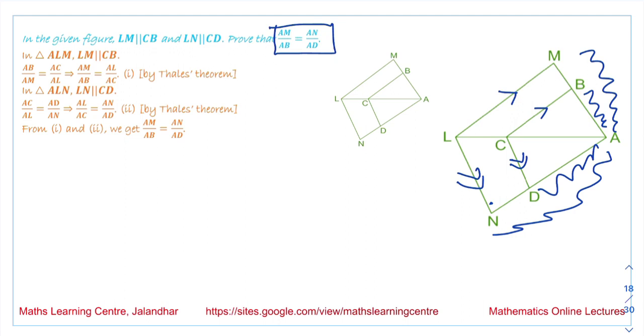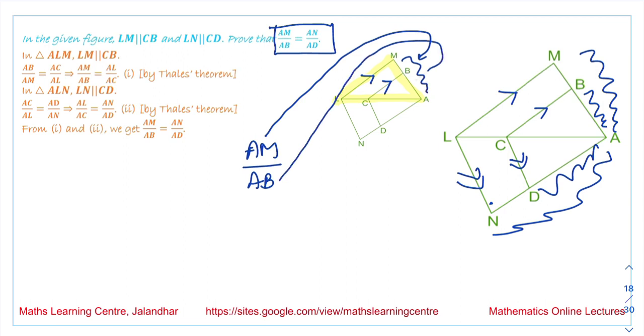So first of all, we are considering this triangle AML. In this triangle, these two sides are parallel to each other. Now we are writing AM over AB. AM means I am talking about this whole side AM, and AB means this smaller portion AB over here. This value will be equal to AL over AC.